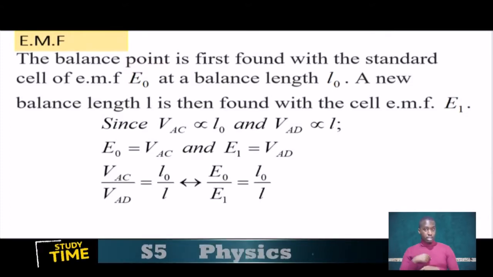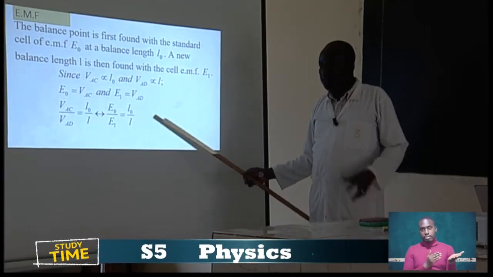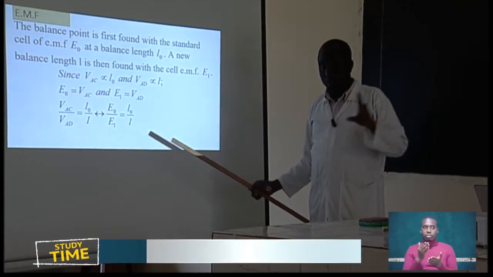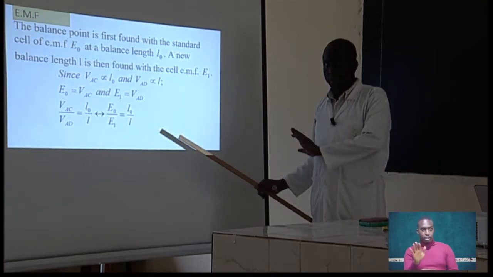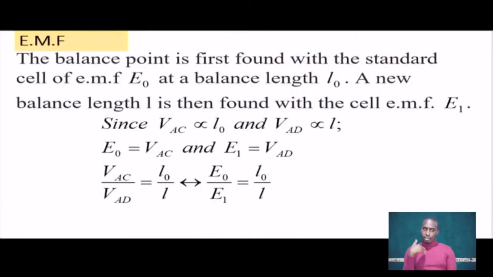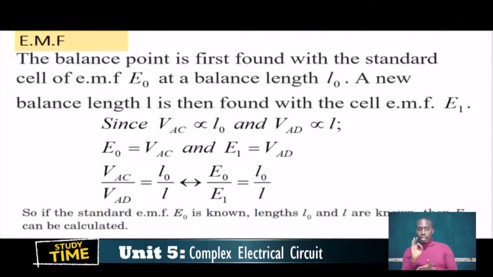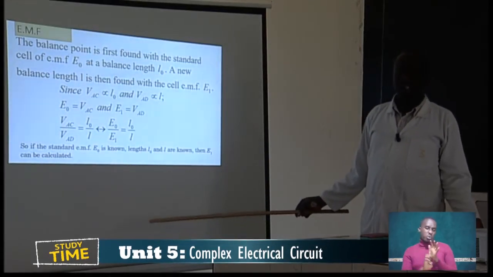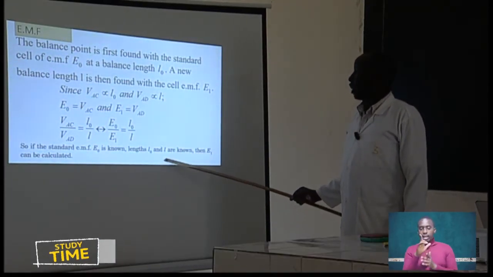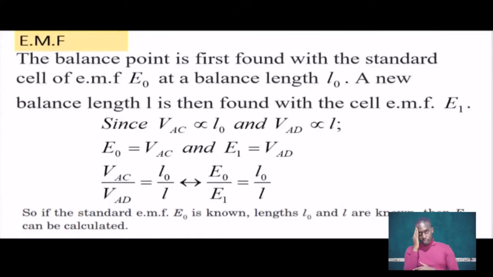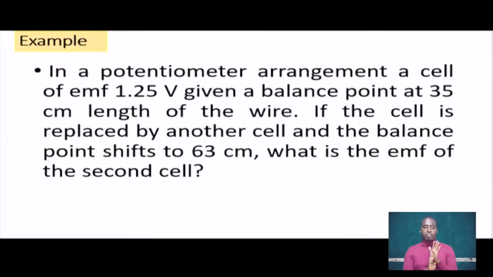So I'm trying now to help you to understand, of course, this comparison of the electromotive forces, if you have followed there. So it means that, as I've said, if the standard electromotive force is known, so suppose that one of them is known, and lengths L0 and L1 are known, then E1 can be calculated, right? So we can do that. So we can now find the example here.